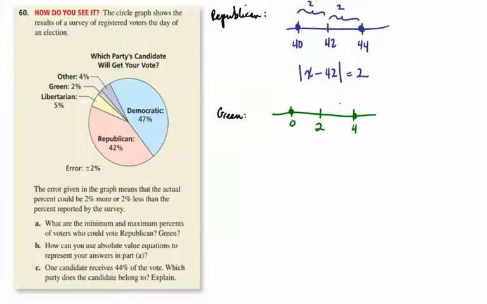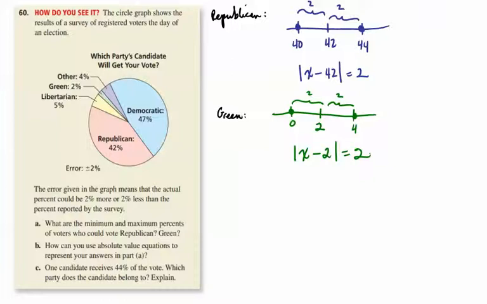We know that our center is 2 for the green, and once again the distance will be 2 units. In these cases the distance is always going to be 2 units away. So absolute value of x minus the center equals the distance from the center. So this is part A, and part B we have the minimum and maximum percents of voters who could vote Republican or green, and we've used absolute value equations to represent those answers in part A.